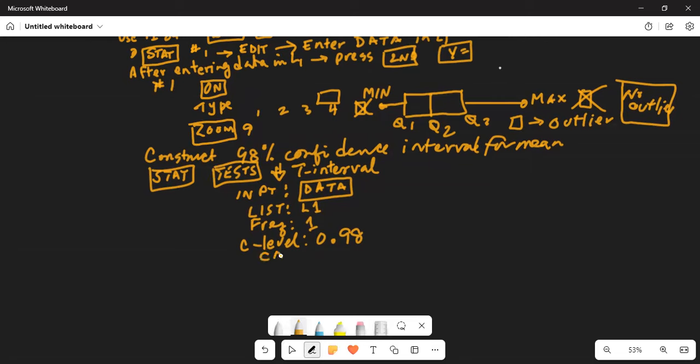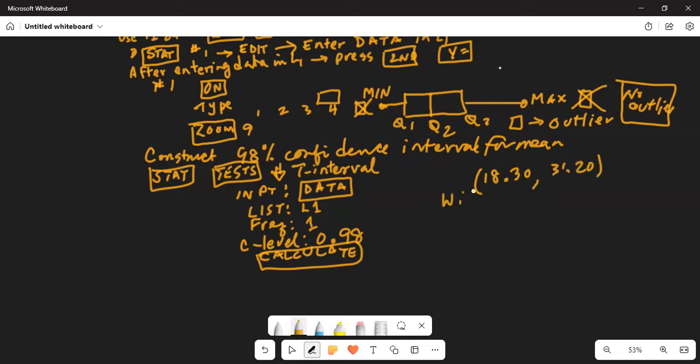Calculate and hit enter. Move the cursor on calculate and hit enter. So the 98% confidence interval for the mean is between 18.3 and 31.20. 18.30, I rounded it to 2 places of decimal, and 31.20.